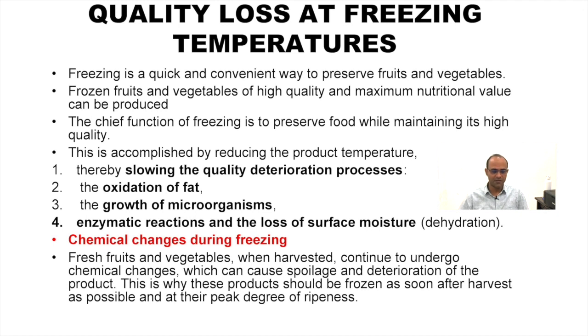Once the product temperature is reduced, this slows down the quality deterioration process. It ensures there is no oxidation of the fat, and the growth of microorganisms is halted. At the same time, the enzymatic reactions and the loss of surface moisture or dehydration are slowed because of the lower temperatures. Even the chemical changes which occur once the fruit or vegetable is harvested, these chemical reactions or the spoilage enzymes, also slow down because of the lower temperatures. So temperature is a very important aspect for freezing, and this ensures the quality during the freezing and during the storage.